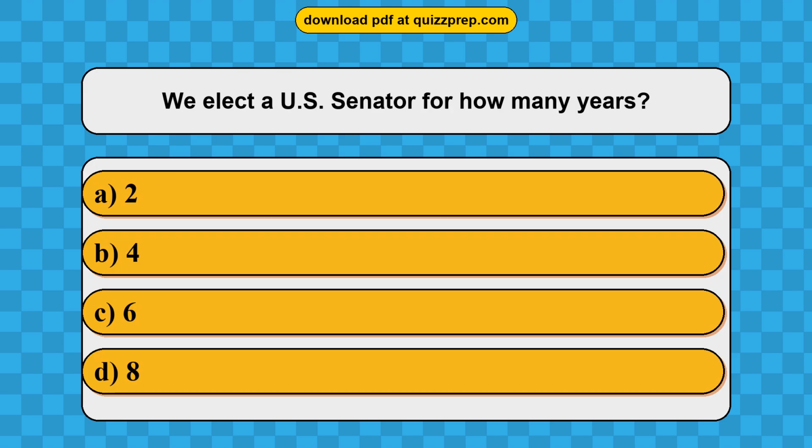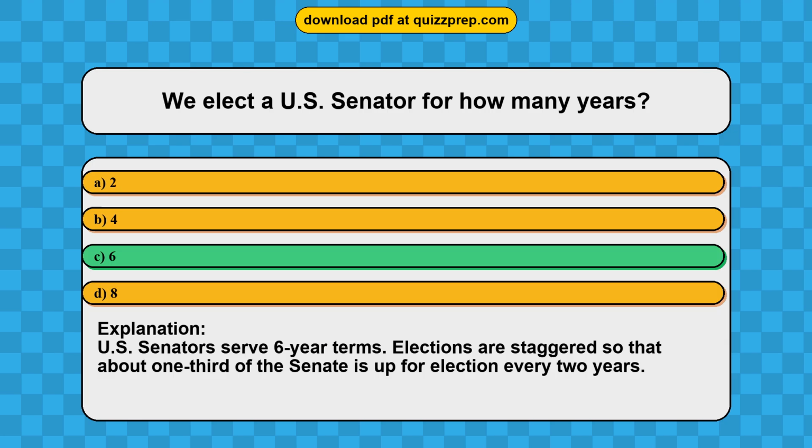Question 100. We elect a U.S. Senator for how many years? Option A. 2. Option B. 4. Option C. 6. Option D. 8. The correct answer is option C. 6. U.S. Senators serve 6-year terms. Elections are staggered so that about 1/3 of the Senate is up for election every 2 years.